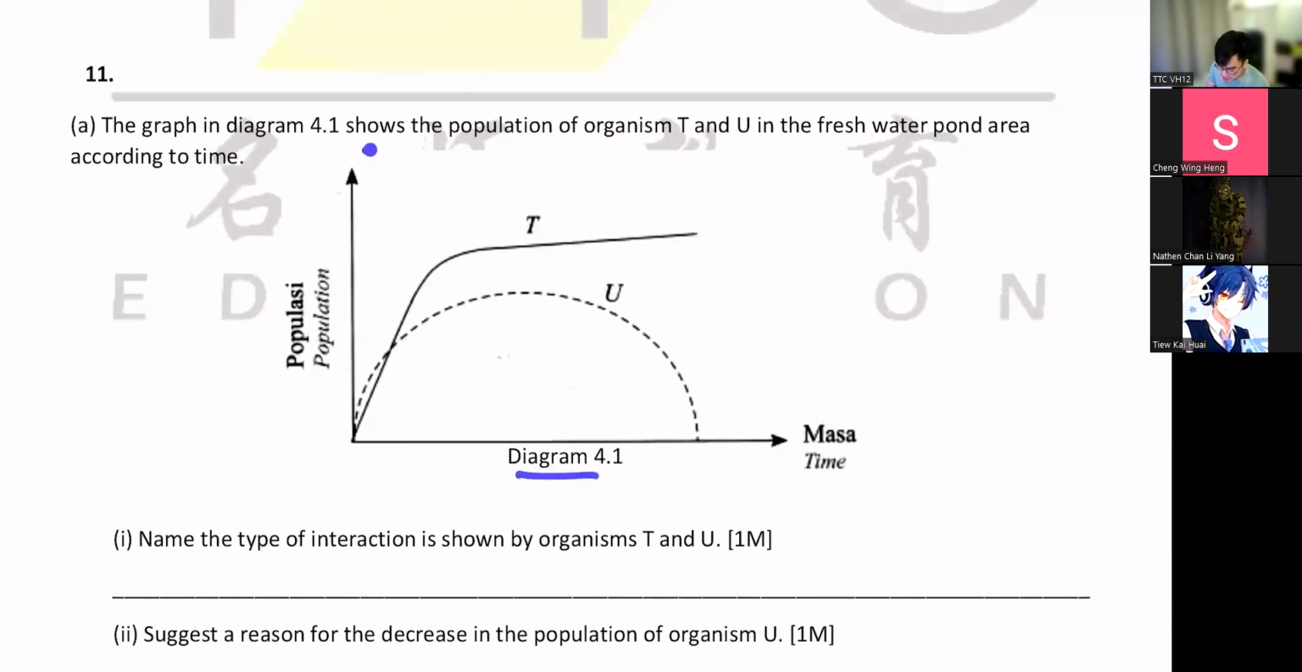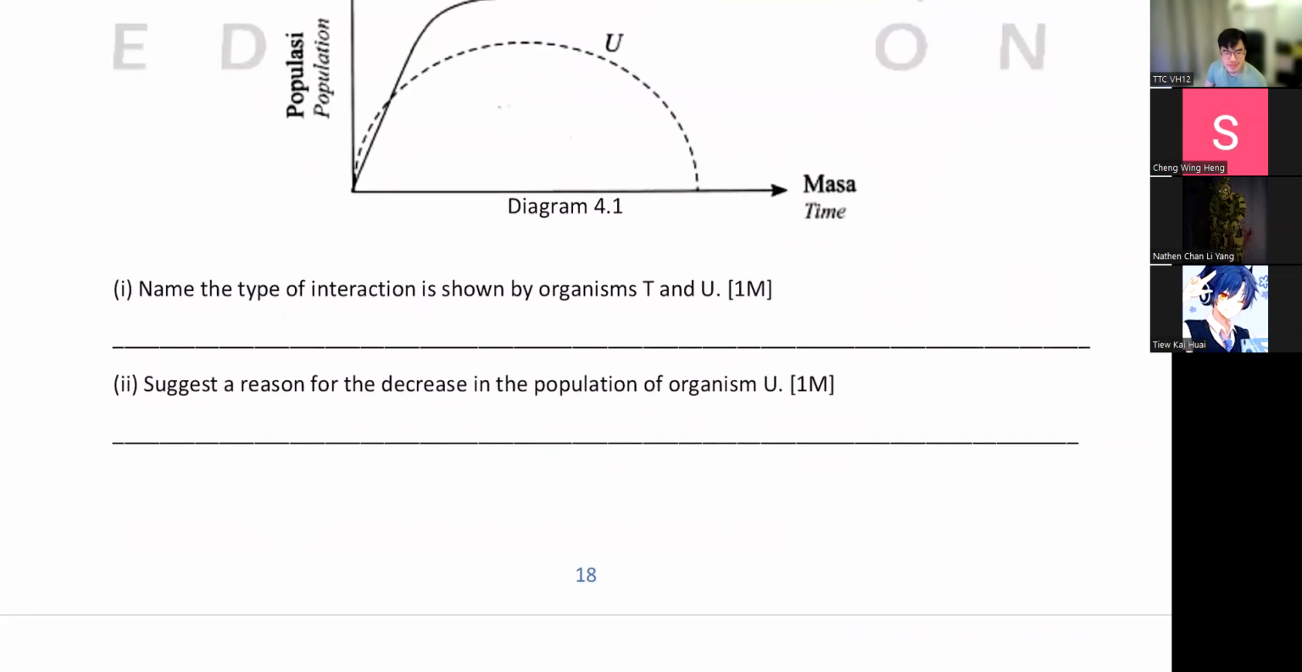So this diagram shows the population of organism T and U in the freshwater pond area according to time. So as you can see here, this is the population. As T is increasing, T just keeps increasing, and U just keeps decreasing. So what interaction is this? Anyone? When T increases, U will decrease. Is this commensalism, parasitism, competition, predator, or mutualism? Anyone? How are they interacting? Yes, prey predator.